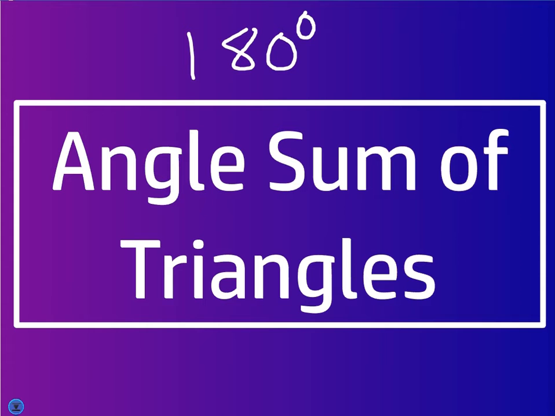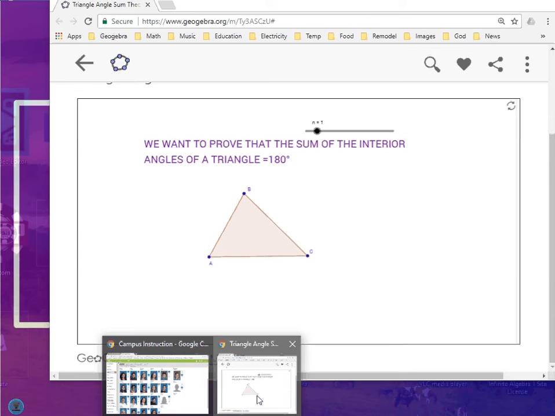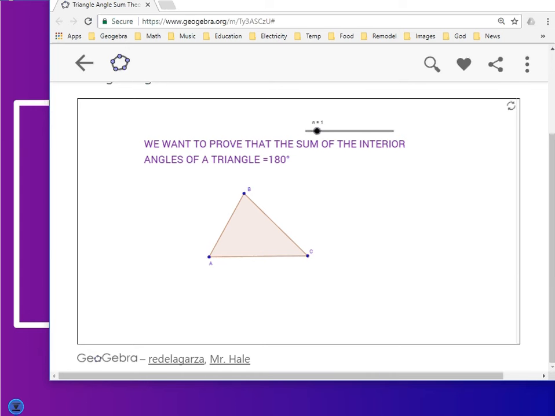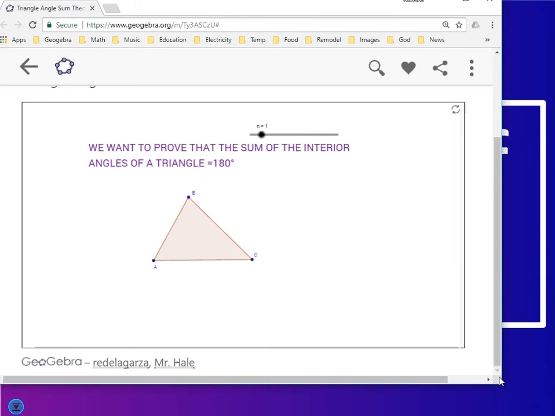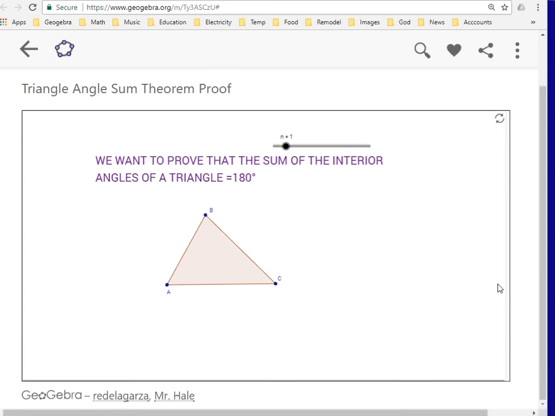Now this construction was made by someone else. Says Mr. Hale. Don't know who that is, but I think he did a good job. So we're going to go ahead and see why they add up to be 180.